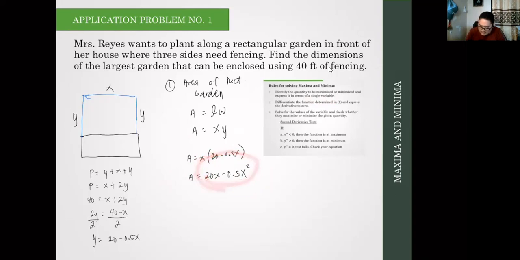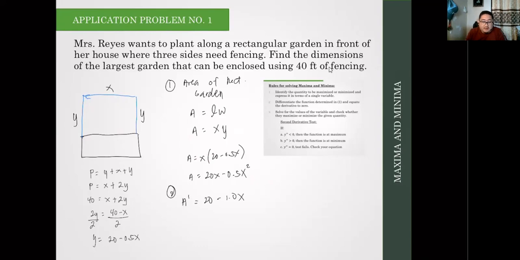Okay? Ngayon, si number 2 tayo. Differentiate daw natin yung function and equate the derivative to 0. So, ang di-differentiate natin ito. Okay? So, pag dinerive natin yan, A prime is equals to 20 minus 1.0x. Okay?